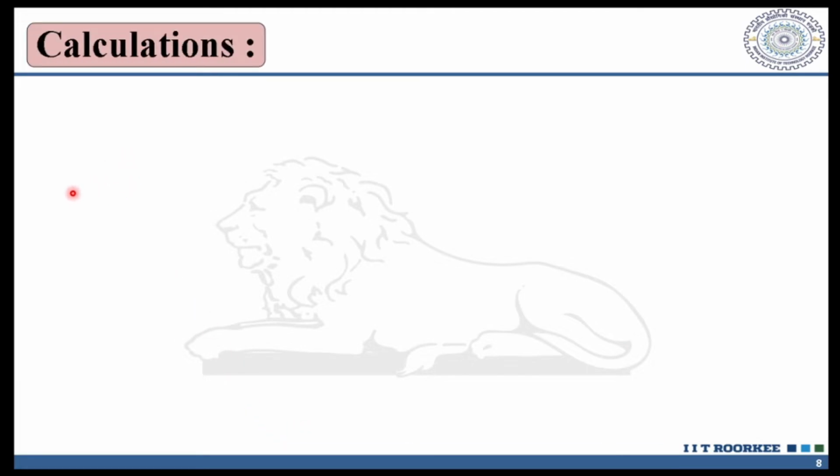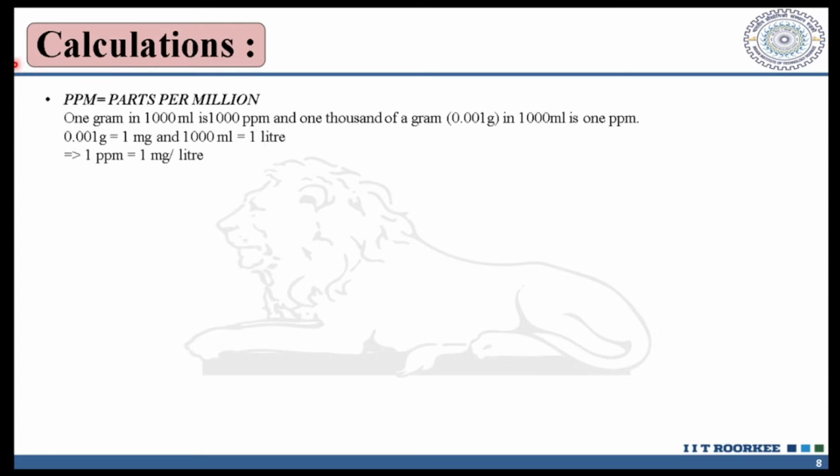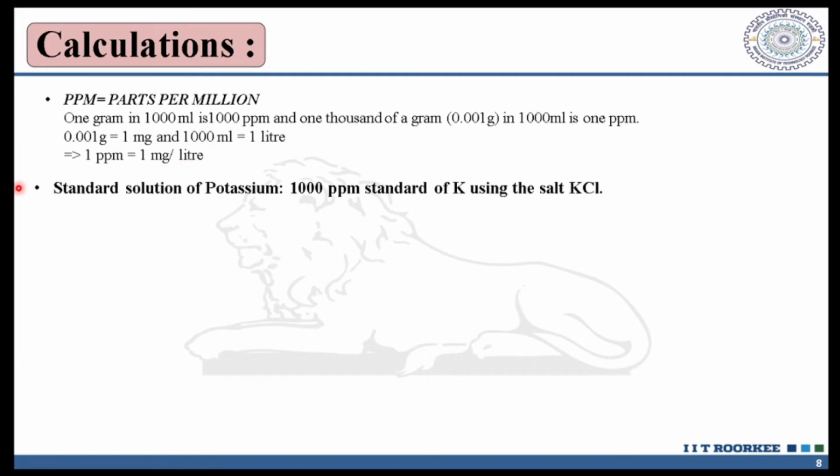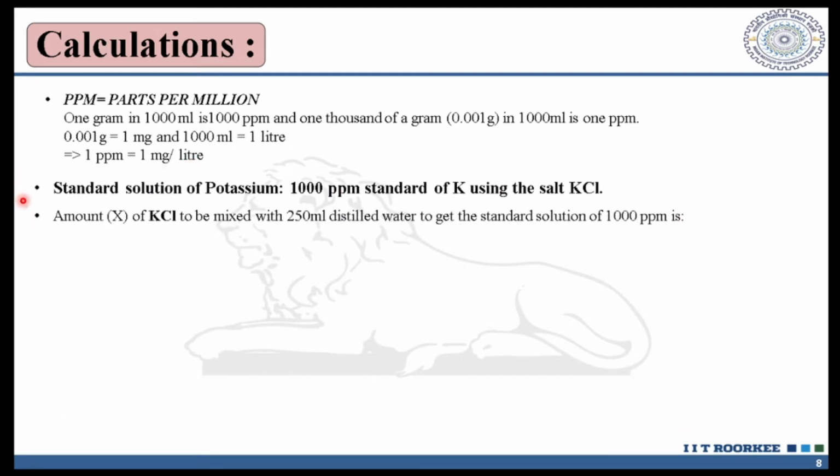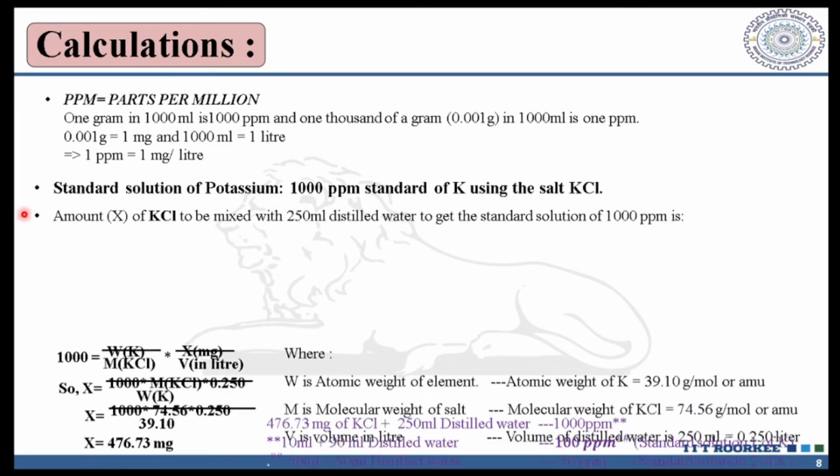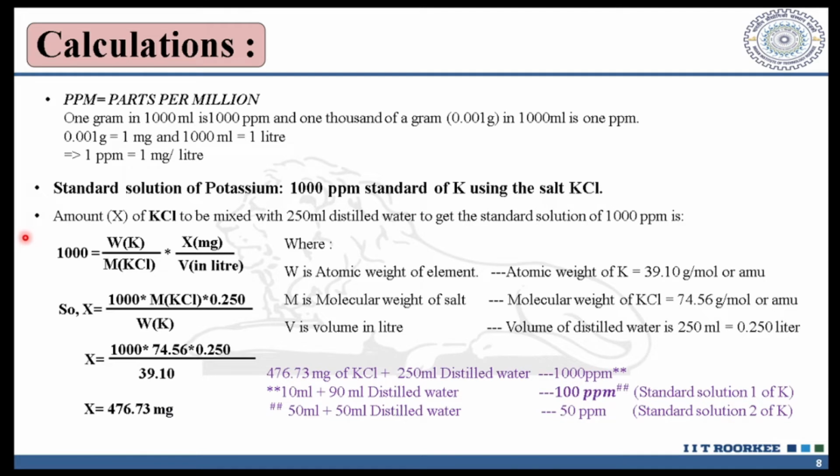Now for preparing sample, we have to do some calculations also. As you all are aware, ppm is a term used to denote a very low concentration of solution, and 1 ppm is 1 milligram per liter. Here we are preparing 1000 ppm standard of potassium using the salt potassium chloride. You can go through this formula and calculations.